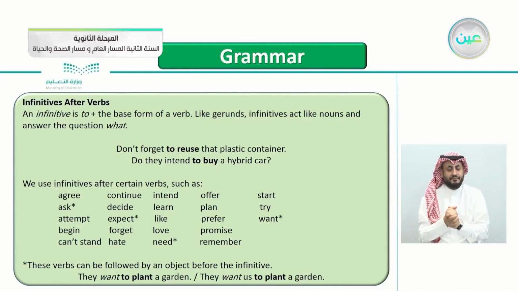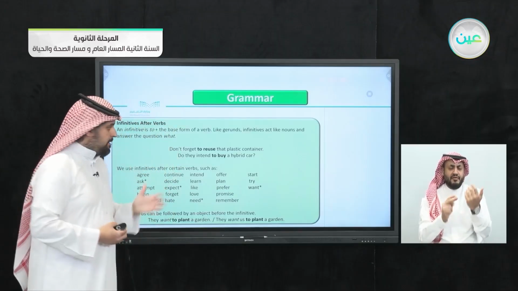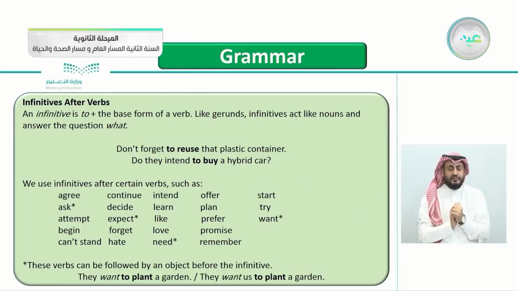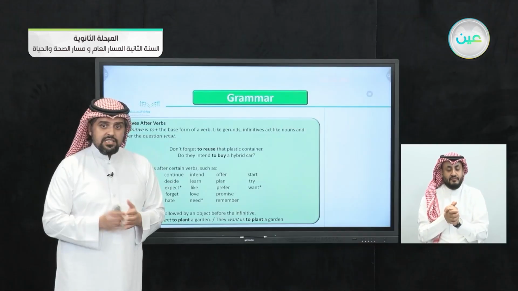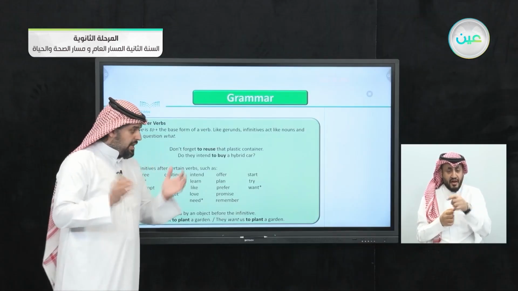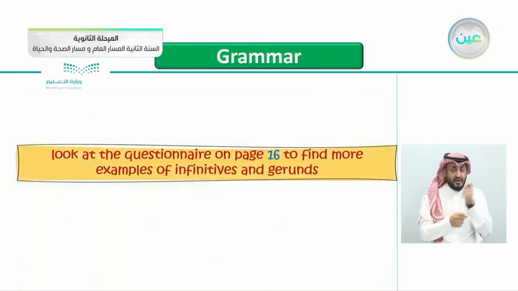Again, these verbs can be followed by an object before the infinitive. So it's before the infinitive and after the verb that you can put the object, with verbs such as ask, expect, and want. When a teacher says, I expect you to succeed, you here is an object. They want to plant a garden. They want us to plant a garden.